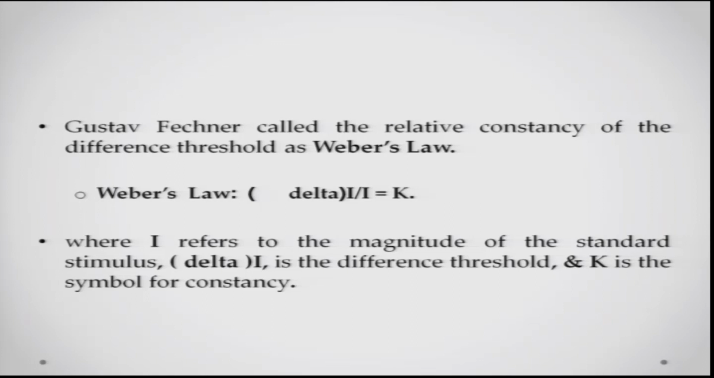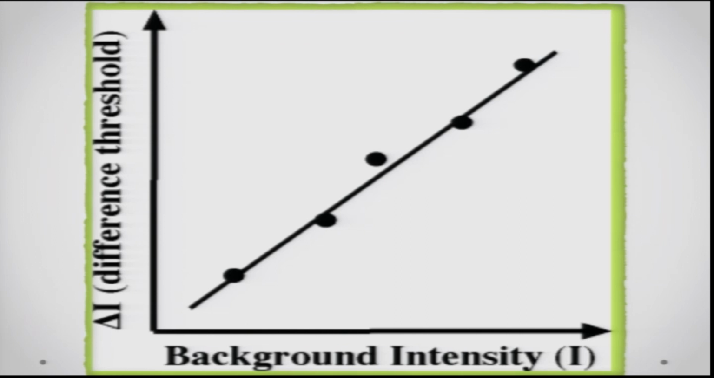Now this is something which is not really going to change, and you saw in the earlier examples that this is actually the case. Here you can see that there is a direct linear increase in the difference threshold as compared to a standard stimulus, which is probably, let us say, background intensity or something.